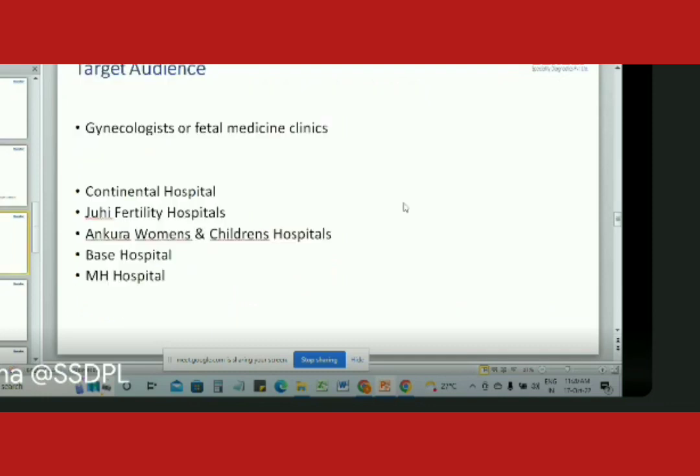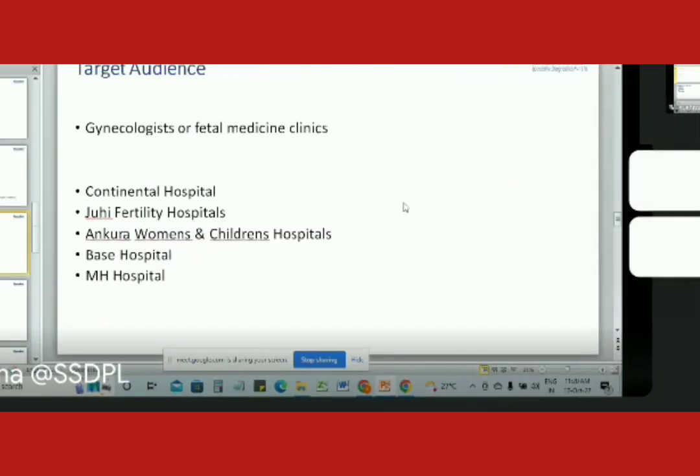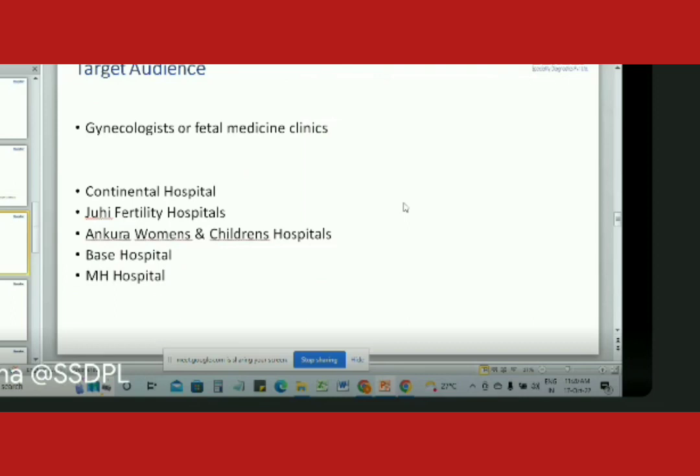So the target audience: now we have received samples from Ankura, Base Hospital, MH, Jui Fertility, Continental Hospital. So you need to target the gynecologists and fetal medicine experts for maternal serum markers.